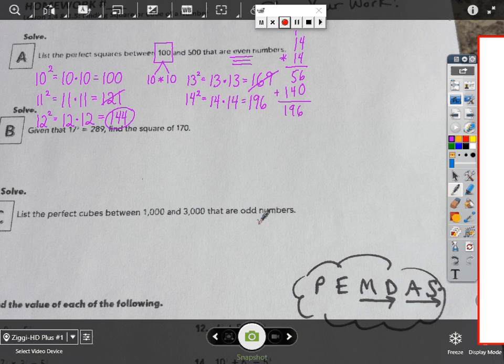Now I must check, is it odd or even? Oh, it's even. I just found another good answer. Now listen, there have to be others. We're trying to get all the way up to 500 without going over.